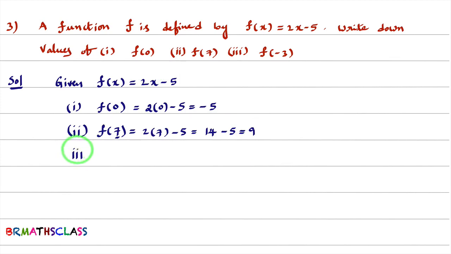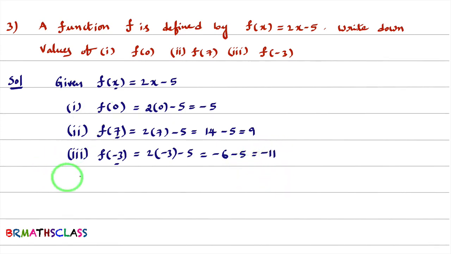Now see the third part. We need to calculate f(-3). You observe, in place of x, here minus 3 is there. So in this function, wherever x is there you write minus 3. 2 into minus 3 minus 5. That equals 2 into minus 3, which is minus 6, minus 5. Minus 6 minus 5 equals minus 11. Therefore, f(-3) equals minus 11.